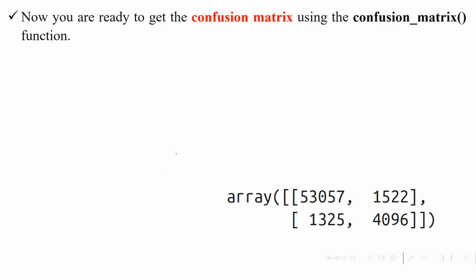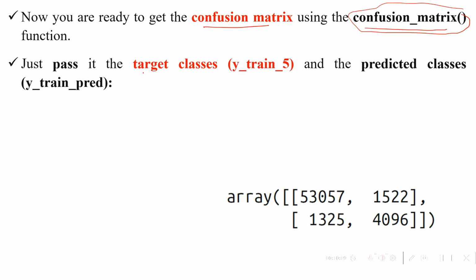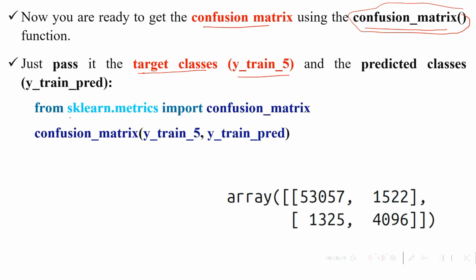Now we are ready to get the confusion matrix using the confusion_matrix function. Based on it, we construct the confusion matrix for the given training data set. Just pass it the target classes y_train_5 and the predicted class labels y_train_pred. So from sklearn.metrics we import the confusion_matrix.